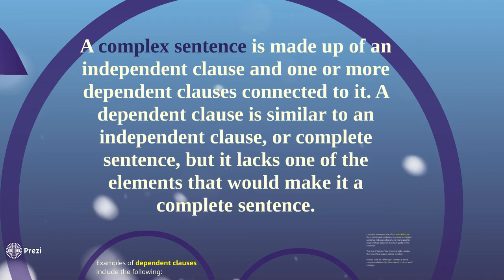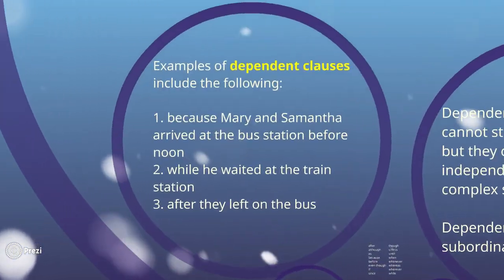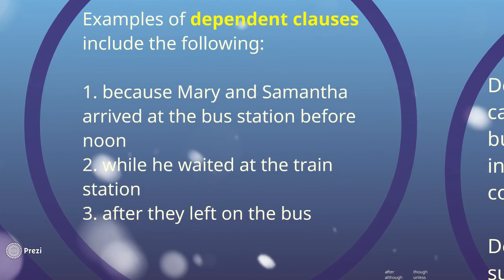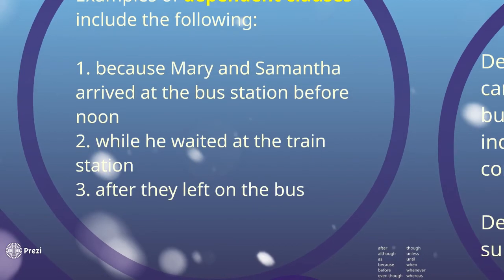If it's an independent clause, it could be a sentence by itself. If it's a dependent clause, like these three that we were putting down, it cannot be a sentence. Remember, I think even Shai was the one mentioning it, the way you write and the way you speak would be two different things. You can't write, because Mary and Samantha arrived at the bus station before noon, and put a period and have a complete sentence. We need to know what happened because they arrived at the bus station. Or while he waited at the train station, we need to know still what is going on. So these could certainly become parts of sentences, but the way they are right now, they can't be a complete sentence, and that's what makes them a dependent clause.